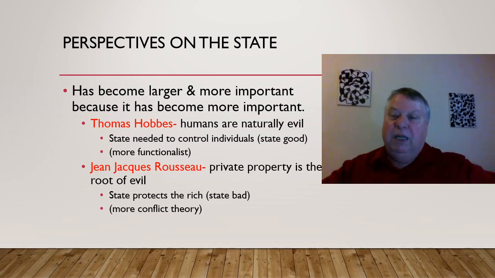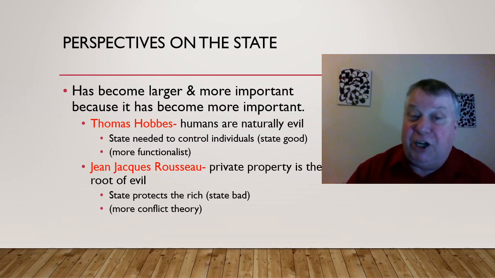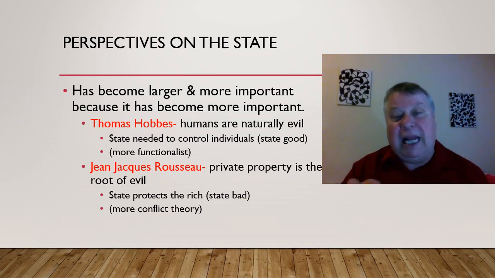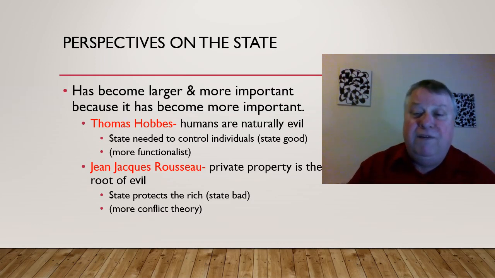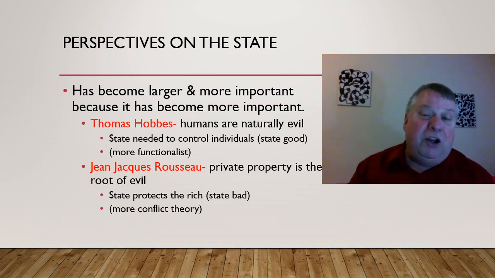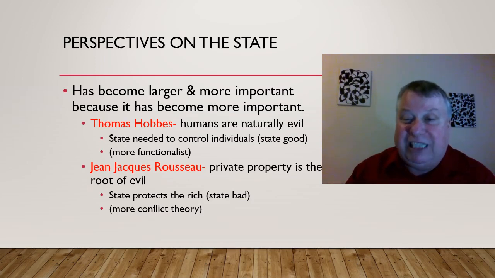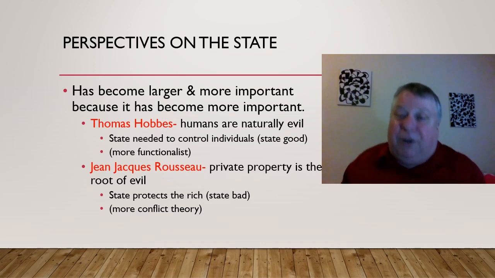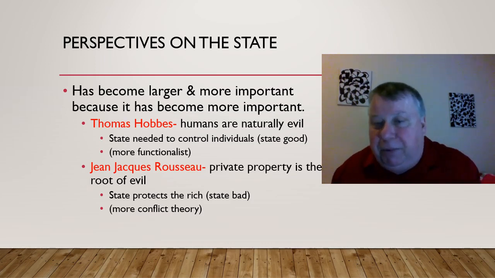You need a government to control them, to make sure they behave, and therefore we can have commerce, we can have interactions, and we can have an economic system. So Thomas Hobbes, in a certain sense, is part of the basis of the functionalist view of the state. On the other hand, you have people like Jean-Jacques Rousseau. He was a philosopher in France during the period just before the French Revolution. He argued that it wasn't the state that was protecting people, but rather the state protects the rich, and it's private property that makes people evil. In other words, if everything were distributed evenly, people would have no reason to steal, right? But because some people have more and other people have less, therefore you have people who want to steal.